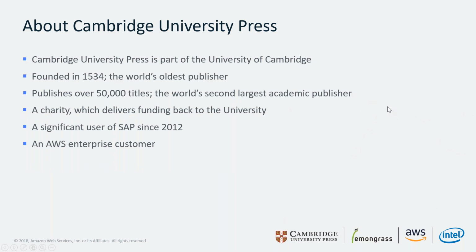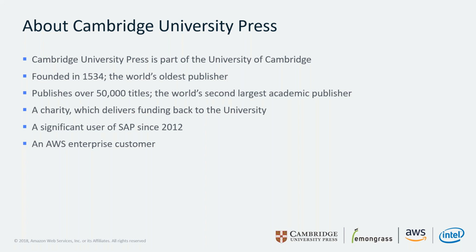So, about Cambridge University Press then. We are part and parcel of the University of Cambridge, so we are the third leg of the Cambridge University body, as it were. We were actually founded in 1534 by Henry VIII, so we are the world's oldest publisher.